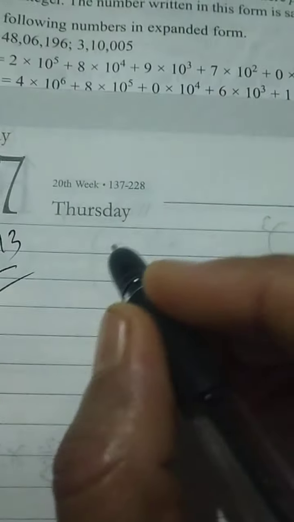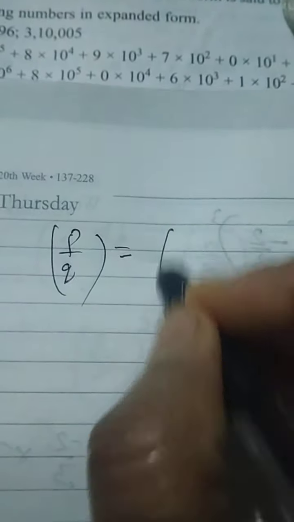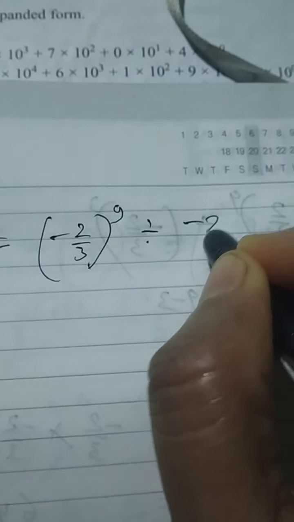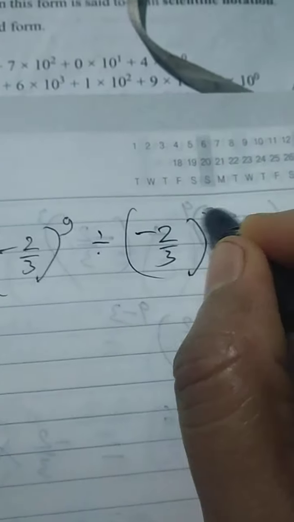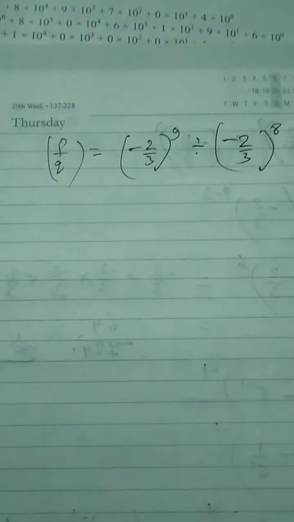Now question number 13. P by Q is equal to minus 2 by 3 to the power 9 divided by minus 2 by 3 to the power 8. We have to find the value of what? P by Q square. Its value we have to find. Okay. So how to find out its value, students?